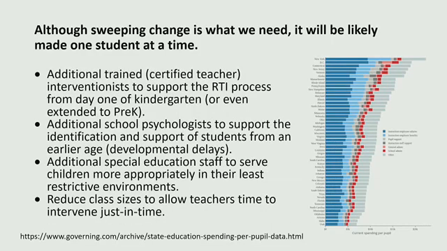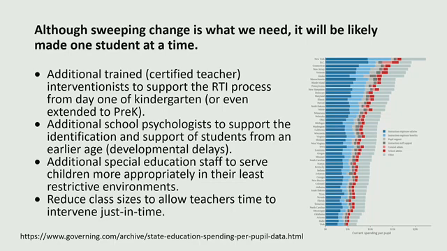Although sweeping change is what we need, we cannot expect that change to happen overnight. We must acknowledge that this change will be made one student at a time with one adult at a time. To that end, we recommend the following personnel supports be increased within the schools. 1, additional trained and certified teachers to serve as interventionists in the RTI process. Second, additional school psychologists would help us have the potential to support early identification and support of children with developmental delays. The third would be additional special education staff who would allow more children to be served within their least restrictive environments.